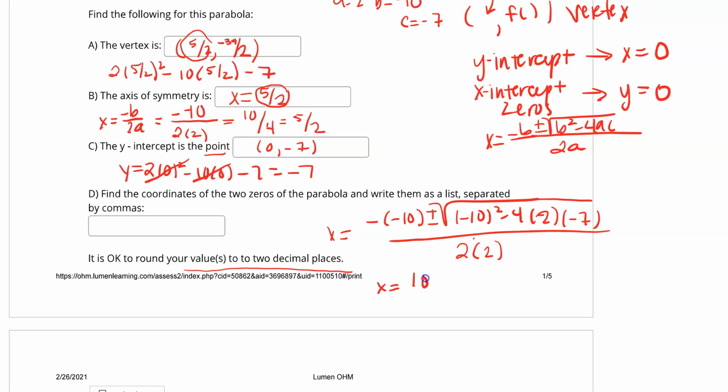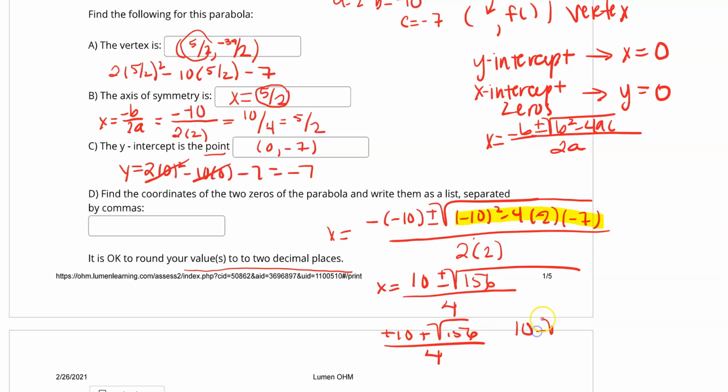So I'm going to clean this up. This gives me 10 plus or minus the square root of, and what I want to do is I only want to plug in this part here into my calculator, and that gives me 156 all over 4. Again, go to your calculator and take the square root of 156, and you can see that gives you a decimal. So this is going to give me positive 10 plus the square root of 156 over 4, and 10 minus the square root of 156 all over 4. And again, since it said 2 decimal places, I'm going to type those into my calculator and go ahead and round those.